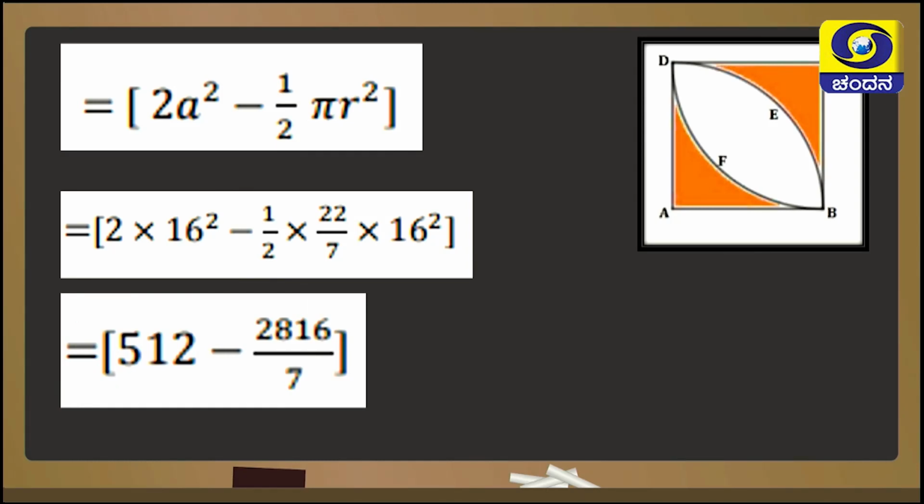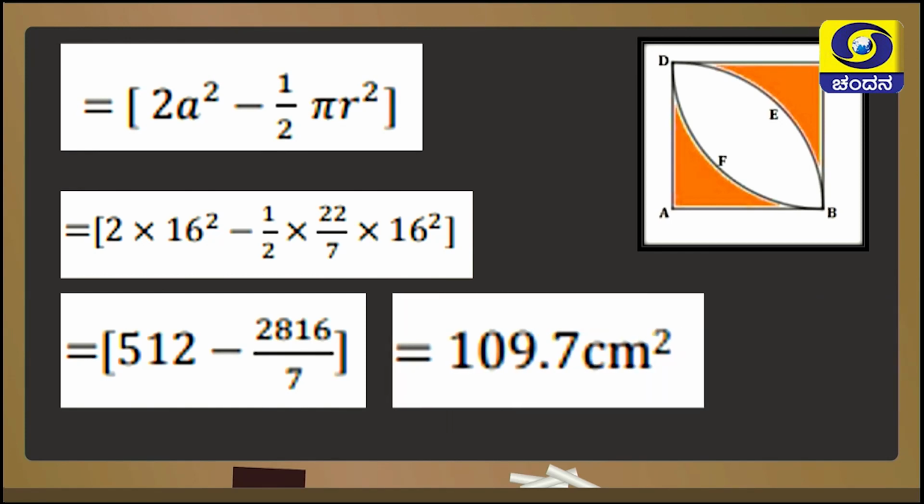Now, 16 square is how much? So, 16 into 16, if you multiply it by 2, you get 512. If you subtract 2816 divided by 7 from 512, you are going to get 109.7 centimeter square. This is the area of the shaded region, children. That is, the orange shaded portion is there, no? ABD and BCD together form 109.7 centimeter square, children.